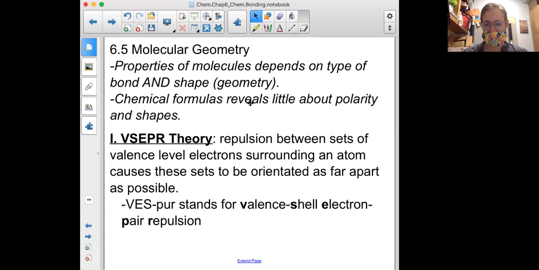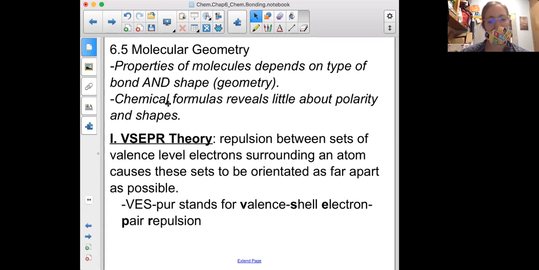Those are all properties based on types of bonds, but we also have to take into consideration the shape of a molecule. When you just look at a chemical formula like H2O, that doesn't tell you much about the polarity or the shape of it. If you wanted to figure out polarity, you could look at electronegativity values and do some math to figure out if it is nonpolar or polar. But it doesn't tell you much. So VSEPR theory tries to show us the most likely shape of this compound, and how that shape affects its properties.